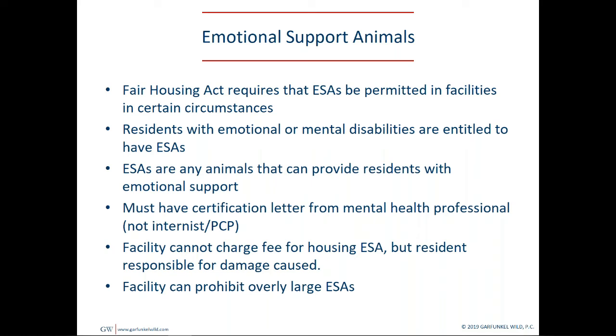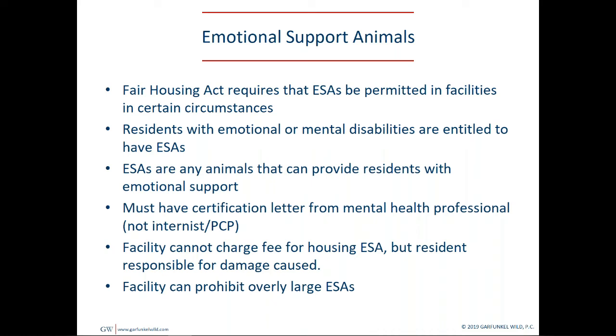Now, who is entitled to have emotional support animals with them? Only residents with emotional or mental disabilities. A resident who does not have a documented emotional or mental disability, you can exclude that resident's emotional support animal. And the definition of emotional support animals is broad. It's any animal that can provide the resident with emotional support. It is not limited to dogs, miniature horses, any animal. But again, emotional support animals are only permitted if the resident has emotional or mental disabilities.